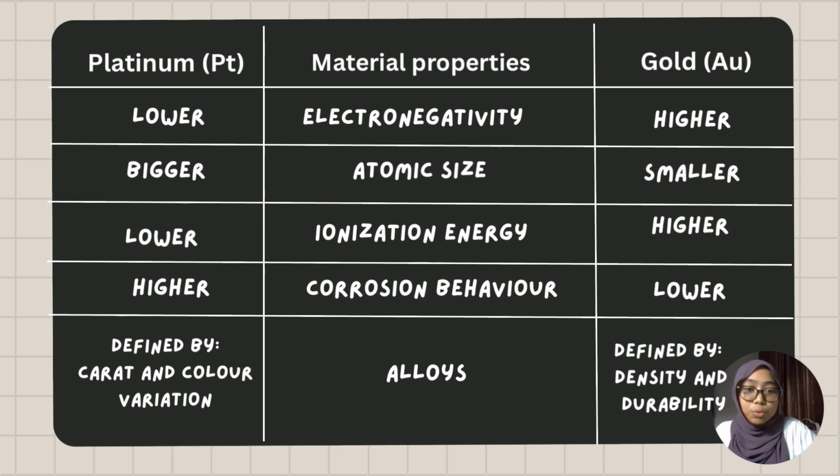Okay, gold alloys can be defined by the density and the durability of the product. Usually, gold is alloyed with rhodium elements to make the gold shinier and more beautiful. That's all.